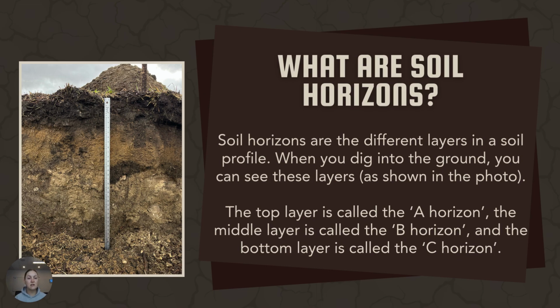The A horizon is typically a darker black color. The B horizon will be a little bit lighter brown. And then the C horizon is also known as parent material, and that will usually be a lighter gray or a lighter brown color.